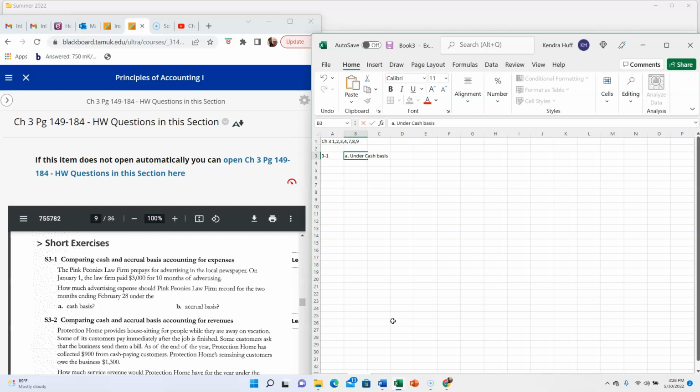All right, so under the cash basis, it's basically all an expense when it's paid. So it would be the full $3,000 that they paid.